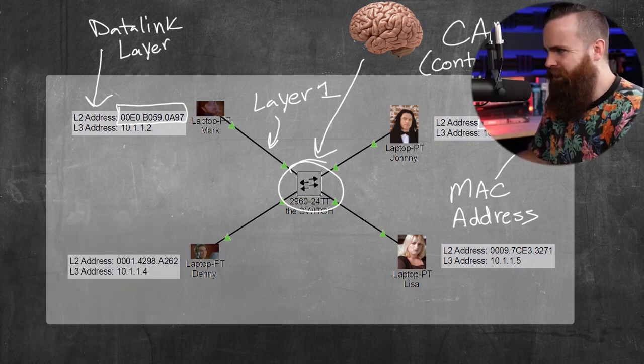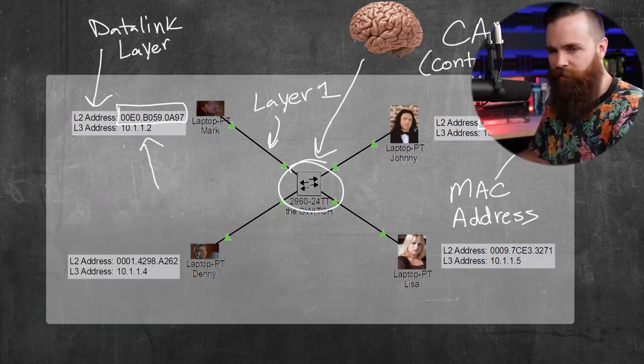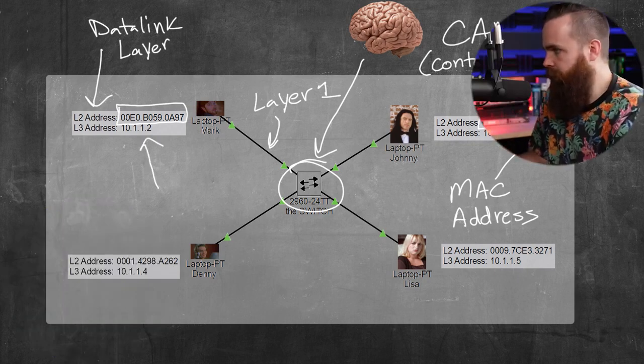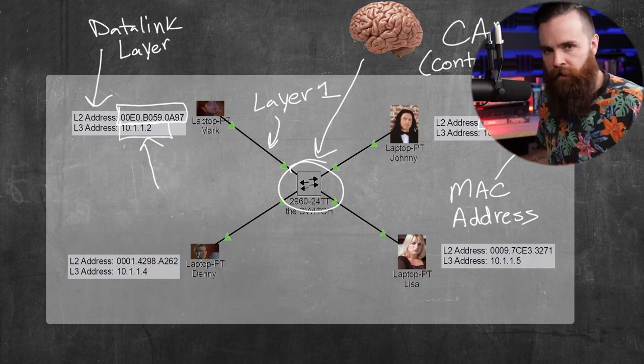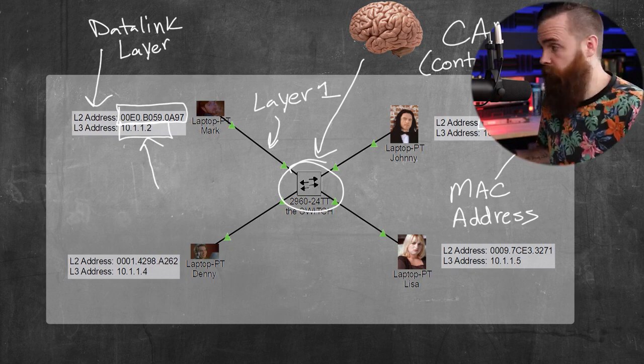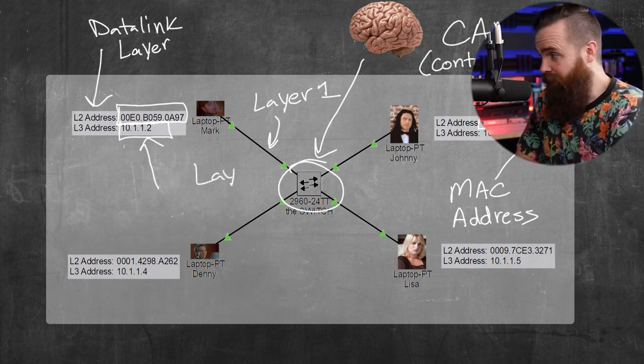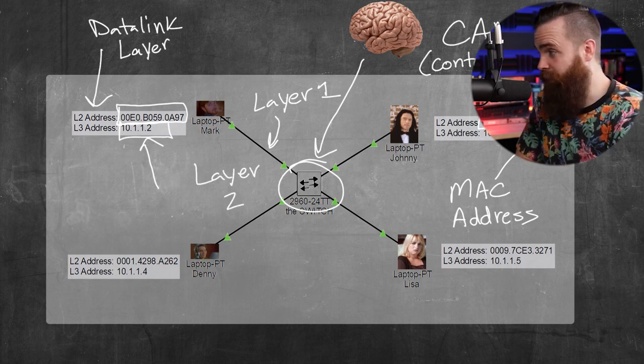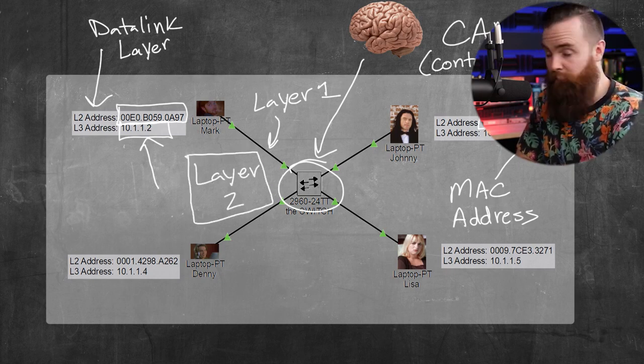Now you may be wondering, why isn't the switch just using the layer 3 address, like what we used when we pinged 10.1.1.2? Why doesn't the switch know Mark by that number? Well, the simple answer is that the switch can't even see that number. It has no idea what it is. You see, the switch is a layer 2 device and doesn't know anything about layer 3 or IP addresses or anything. That's why we're dealing with MAC addresses right now.